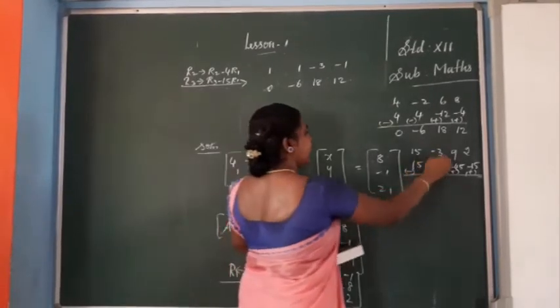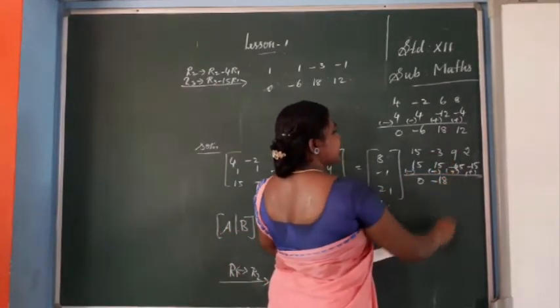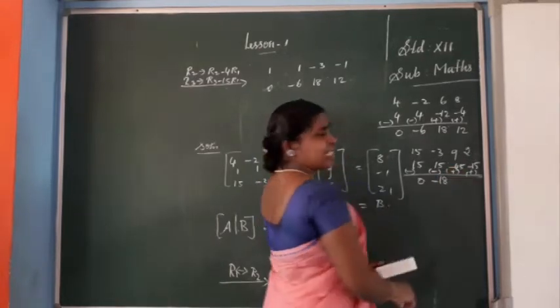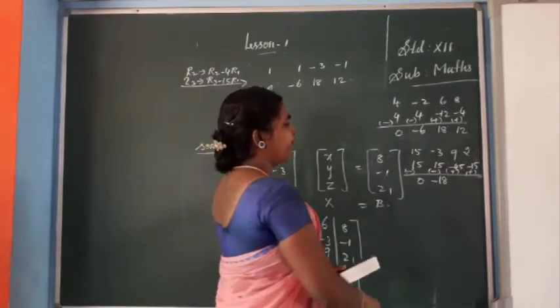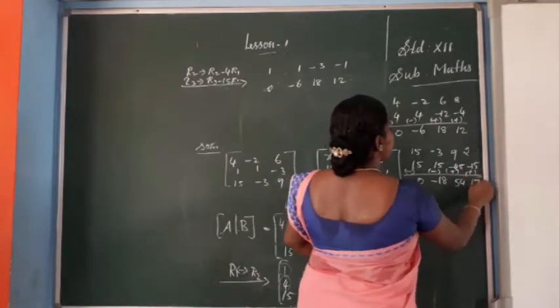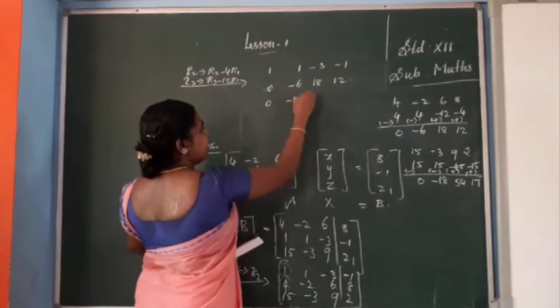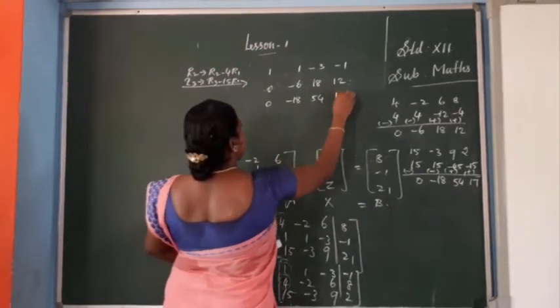Then minus 3 minus 15. Both are minus, so minus 15 minus 3 is minus 18. Next 45 plus 9 is 54. Next 2 plus 15 is 17. So the last row is 0, minus 18, 54, 17. Okay.